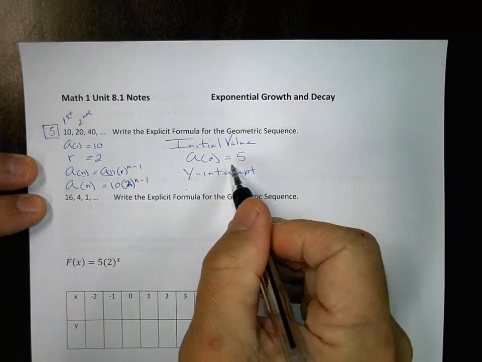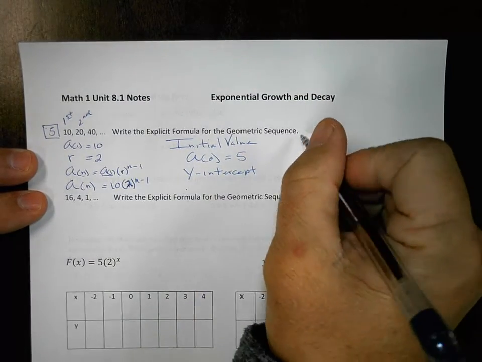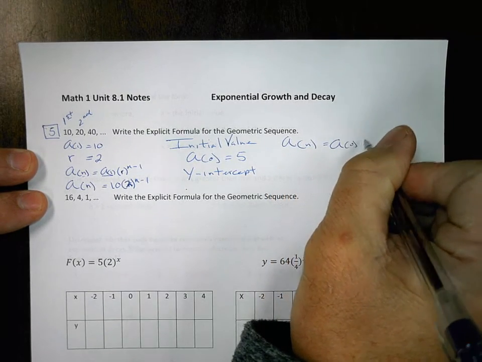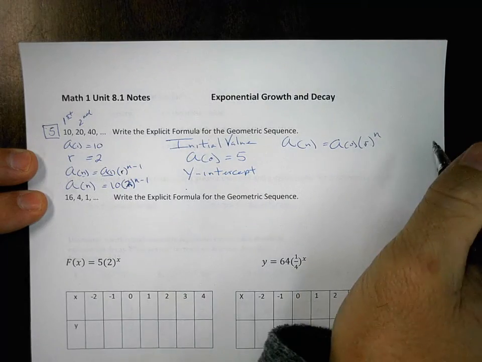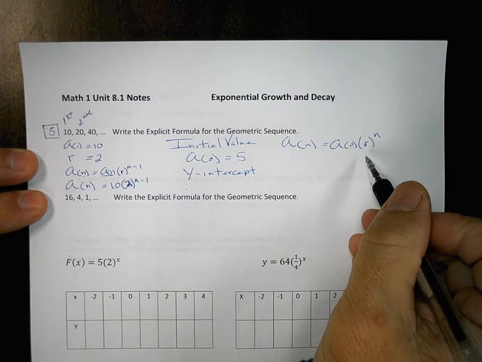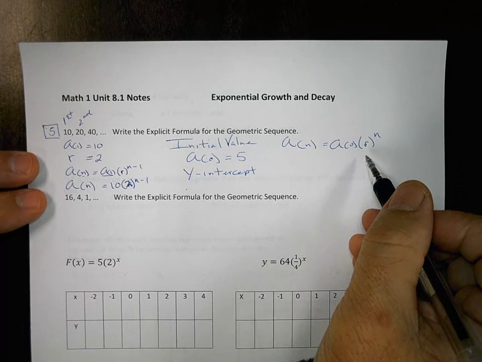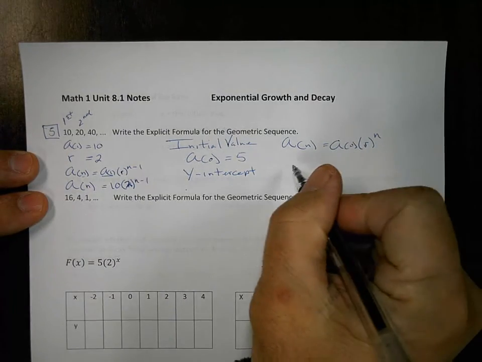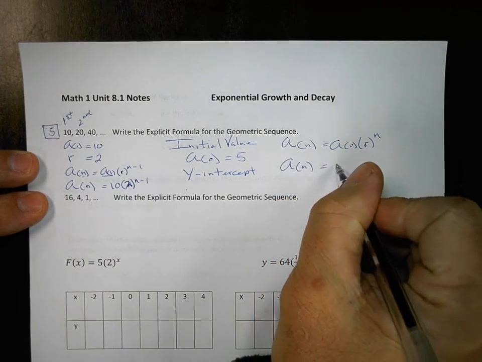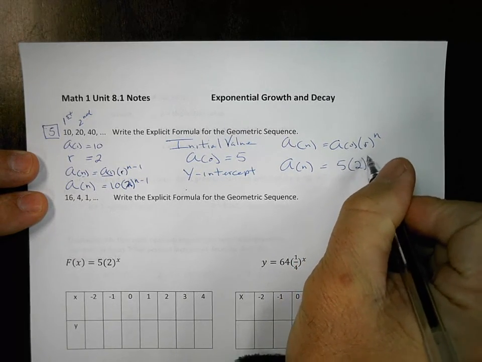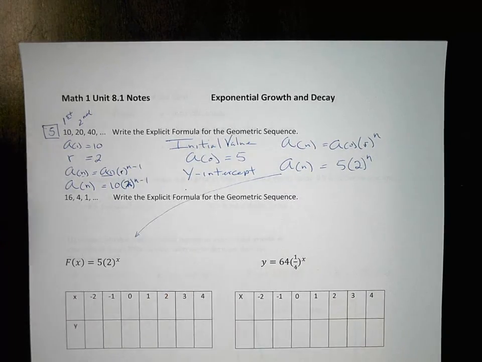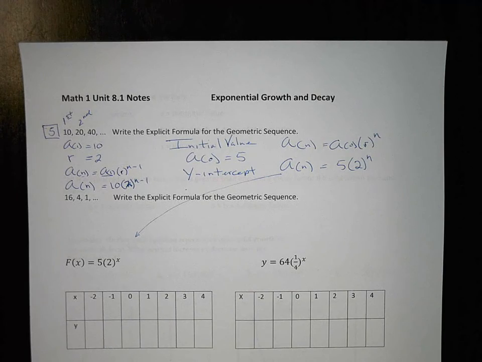But either way, if we wanted to write this explicit formula using a of 0, it's a of n equals a of 0 times the common ratio to the n. And the reason we like this is because it's very similar to the exponential formula. Let me plug in these values. So a of n equals 5 times 2 to the n. And what I want you to see is how closely related it is to this exponential function over here. All right, so we'll get to that exponential function in a minute.